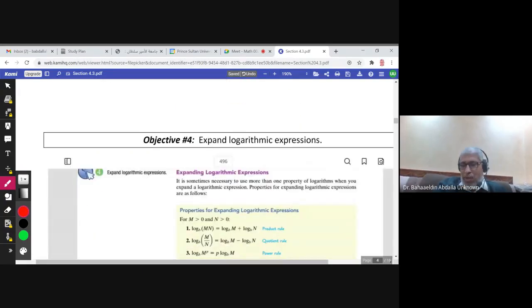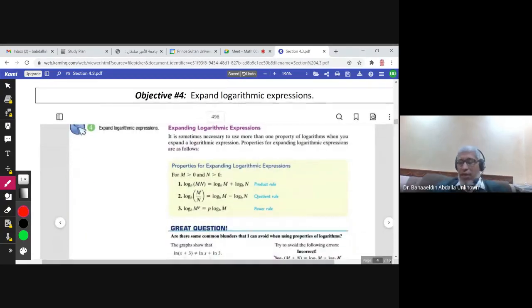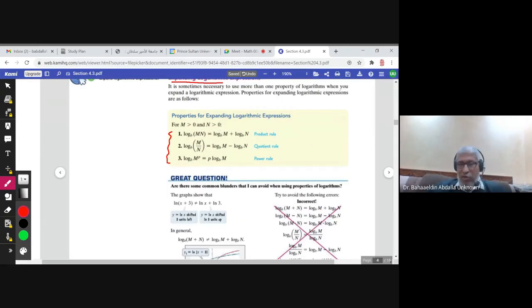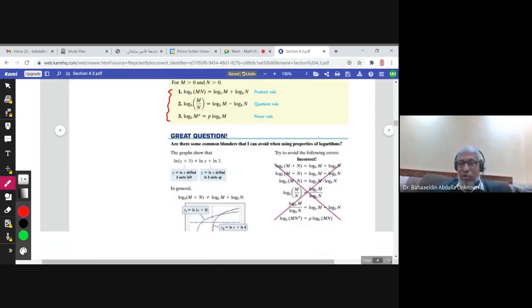Please pay attention. The last point today will be objective 4. How can we use these 3 properties together to expand the logarithmic expression? So the question here would be: expand the logarithmic expression. We expand logarithmic expressions by writing log m times n as log m plus log n. We expand by writing log m over n as log m minus log n. We expand by writing log m to the power p as p log m.